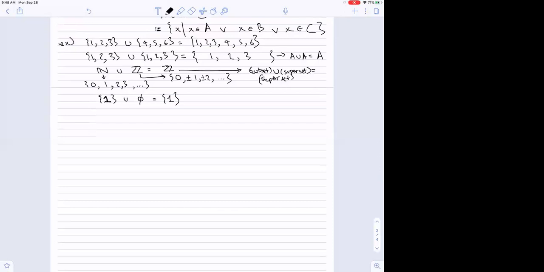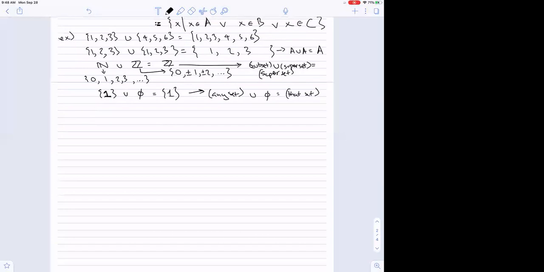So this is also a side thing, which is kind of a consequence of the thing above: any set union with the empty set is equal to that set. I'm sorry I'm writing it like this, but I hope you can write it better in your notes. Okay, let's do another example before we move on to intersections.